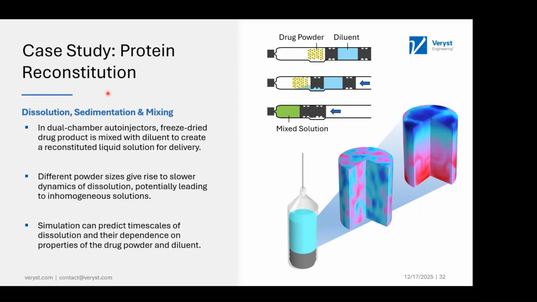So you have a dual chamber auto-injector device, like the one shown on the top right here. These chambers contain, one chamber contains liquid diluent. The other chamber contains a freeze-dried protein powder. And during an injection, the way these work is there's a spring-activated piston that causes the plunger to push the diluent through the bypass channel and then rapidly mix with the powder, forming a reconstituted drug product solution that then gets injected.